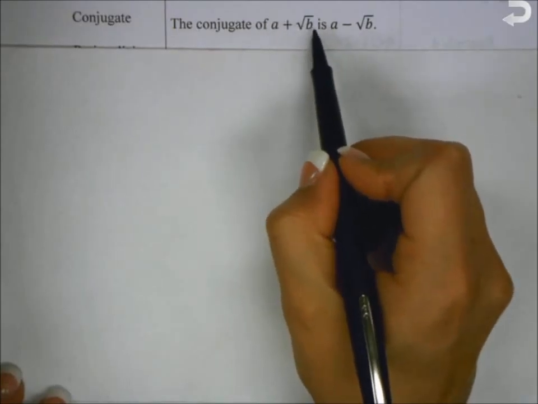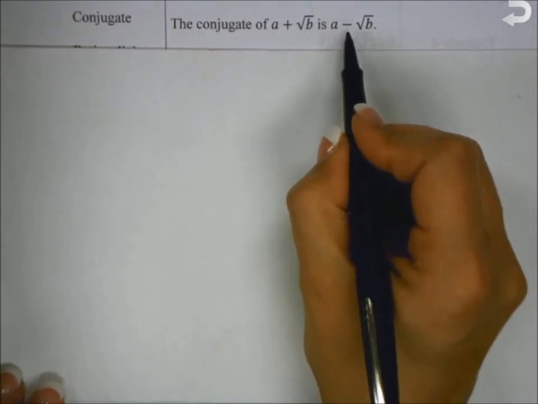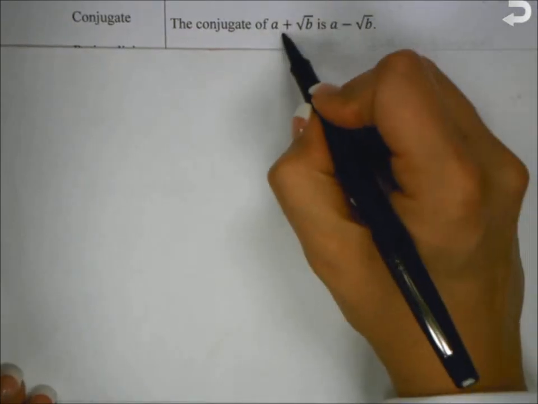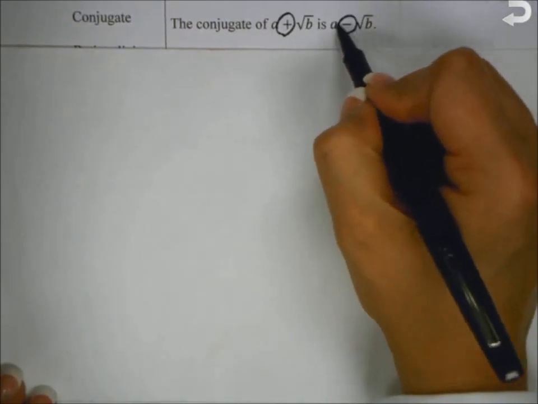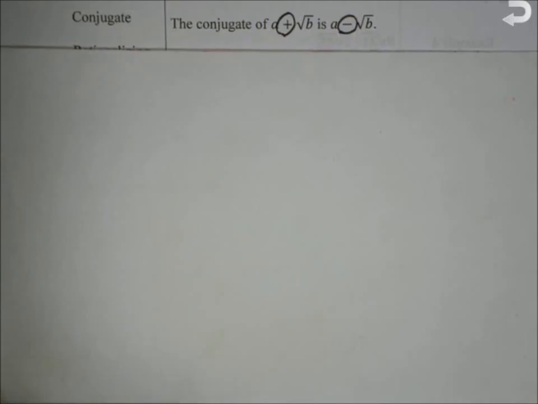So the only thing that changes is the sign. You just use the opposite sign. And it's going to make life really nice and easy for us when we do it. So that's the definition of conjugate.